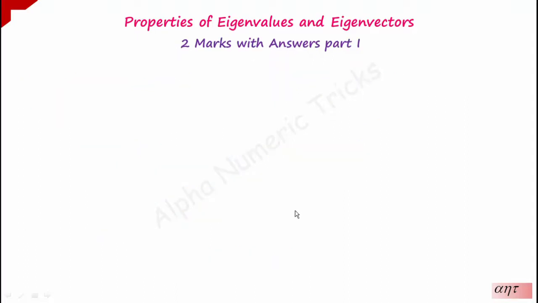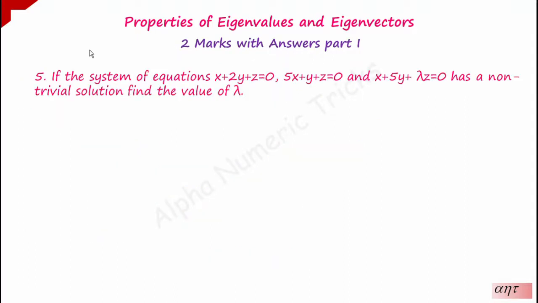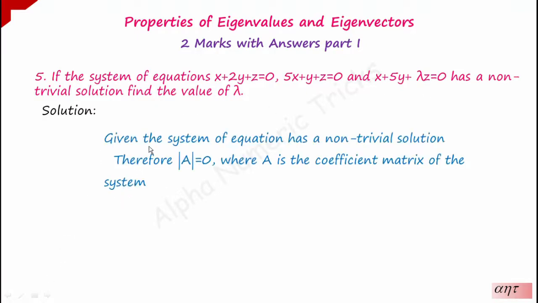If the system of equations x plus 2y plus z is equal to 0 and 5x plus y plus z is equal to 0 and x plus 5y plus lambda z is equal to 0 has a non-trivial solution, we have to find out the value of that lambda. Okay, using the condition non-trivial solution, we have to find out the value of lambda now. Well, we will find out the solution. The given system of equations has a non-trivial solution. This is the hint given in our problem. So this will be helpful to get the value of lambda.